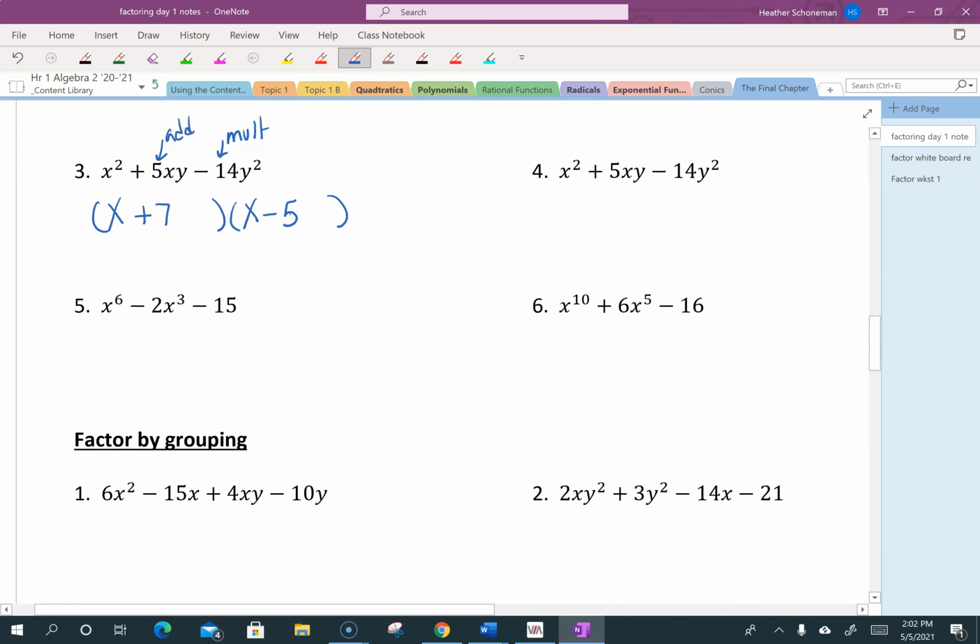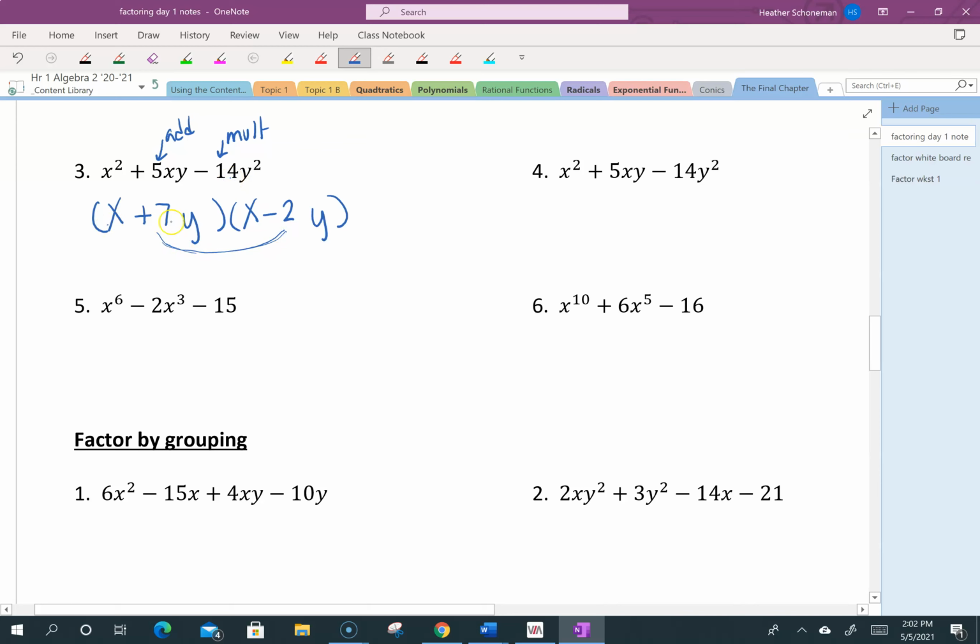The problem is we should be able to multiply our answers back out to get the original. And if I multiply 7 times negative 5, that's going to give me negative 14, but not negative 14y squared. Oh, why did I say negative 5? Negative 2. Okay, that's going to give me negative 14, but not negative 14y squared. So what I need to do is add a y. Okay, so how does that work? Now if I multiply these, I'm getting negative 14y squared.